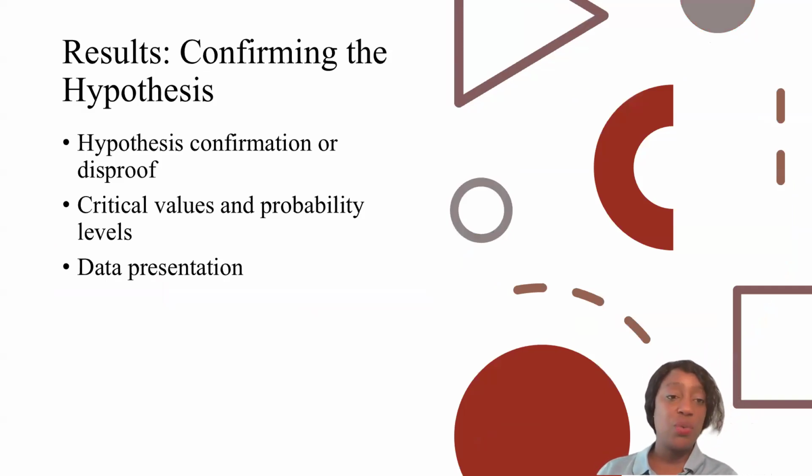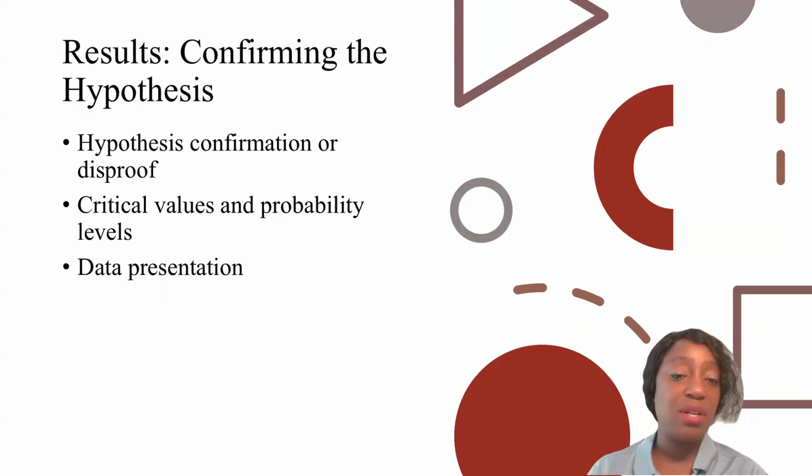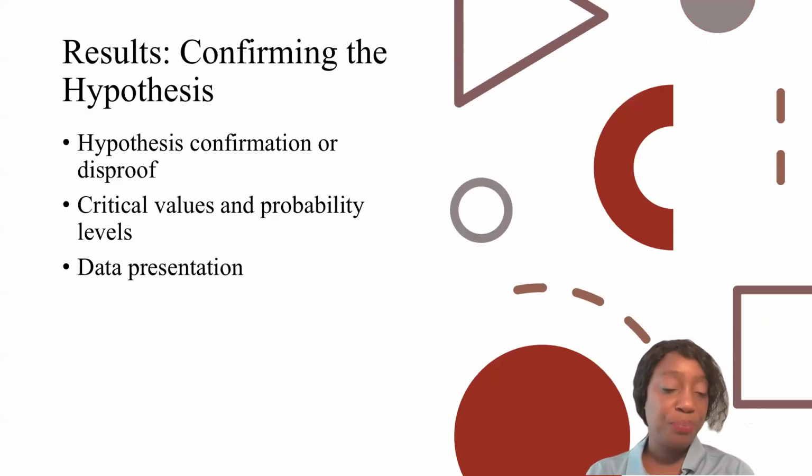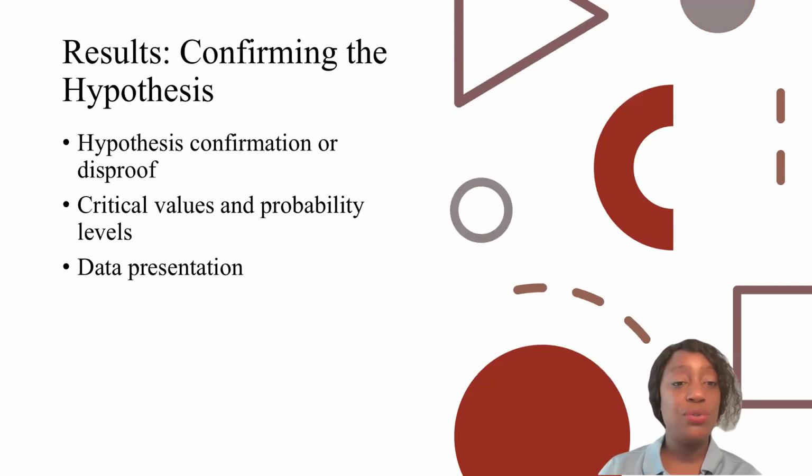So looking at the results, we should check whether the hypothesis was confirmed or disproved. Do the critical values and probability levels support the findings? And just as important, does the presentation of data match the text? One common mistake is the repetition of text and tables, which can indicate a lack of thorough analysis.